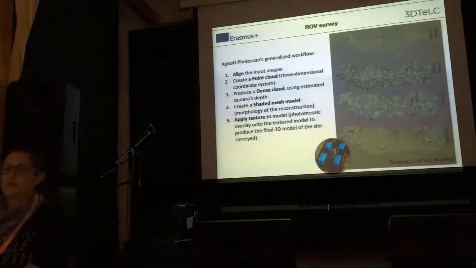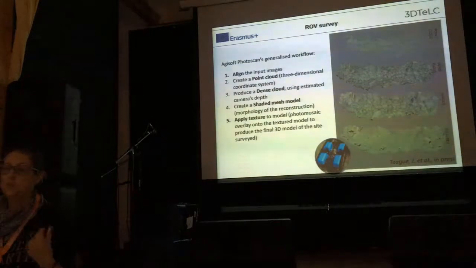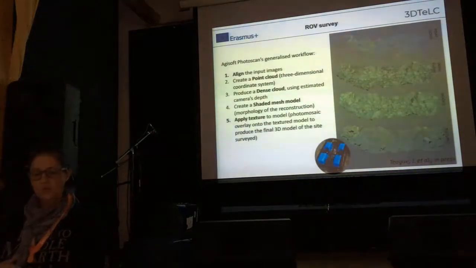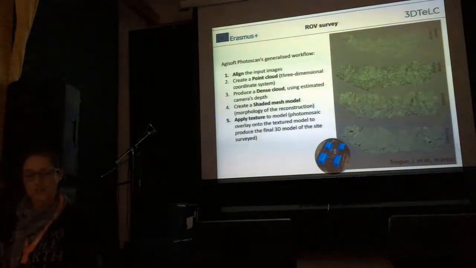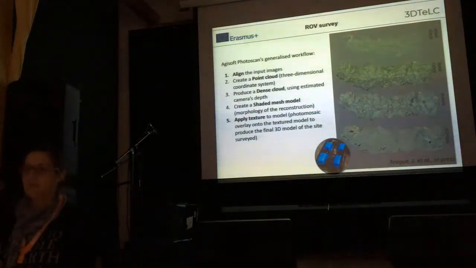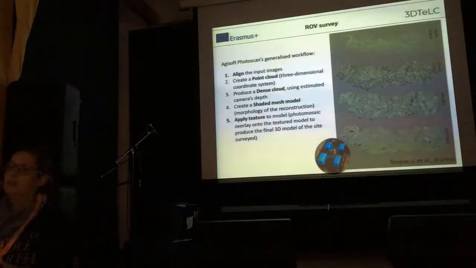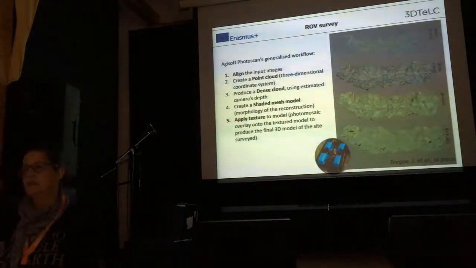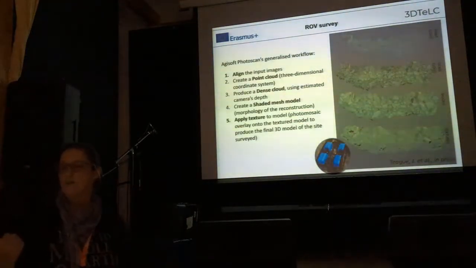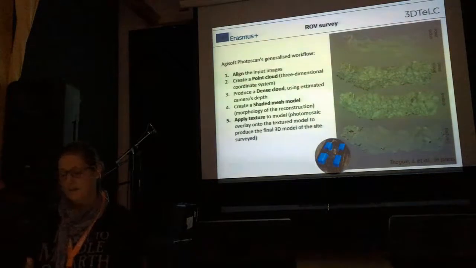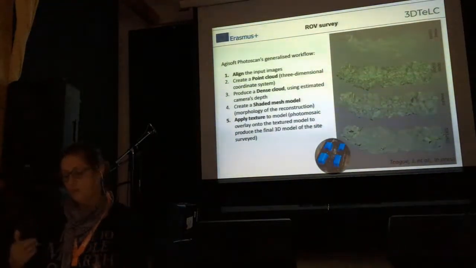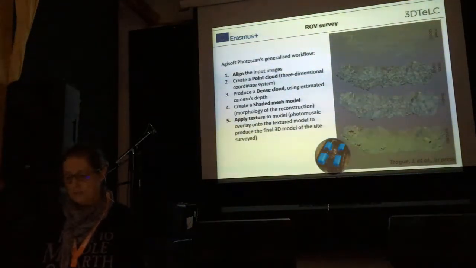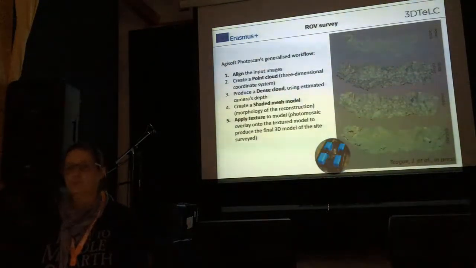That means a point file in which each point has its coordinates. And then it produces a dense cloud using the estimated camera depth. And then a shaded mesh model, meaning a model with shading. And then we apply the texture, like the one we have from the orthophotos from the drone. This is the same procedure. We hope it will work. We have bibliography for this. And I don't know how much time the software needs to do that.